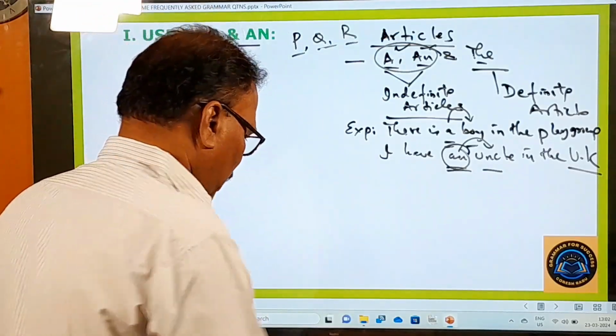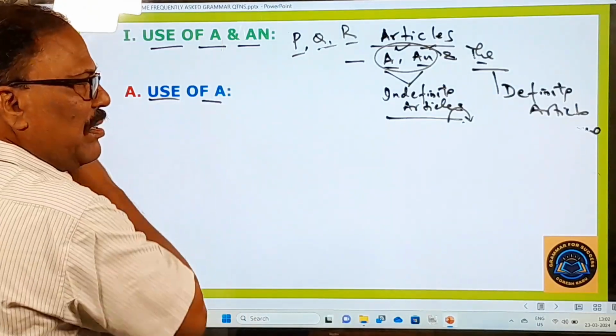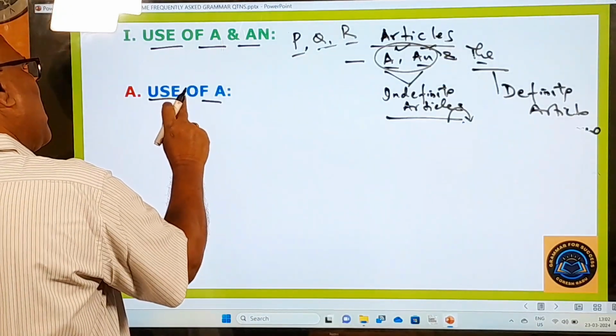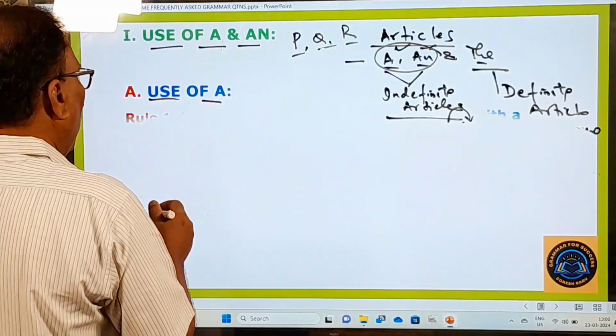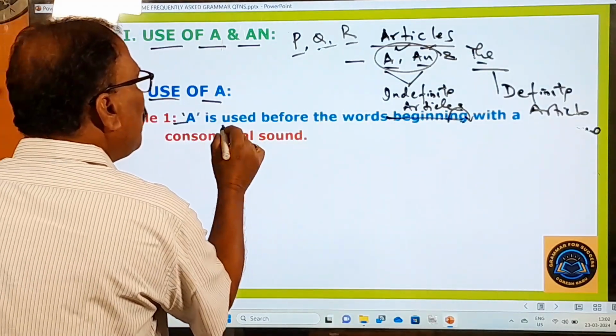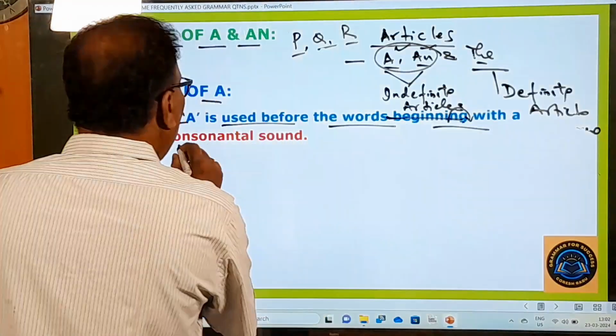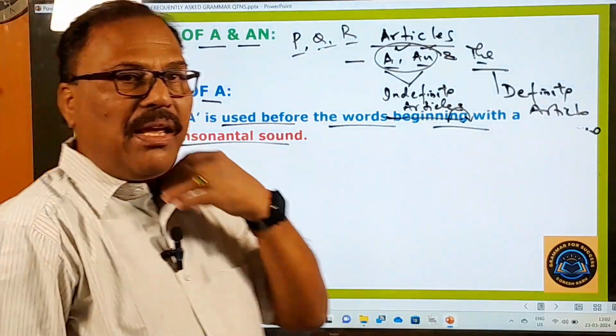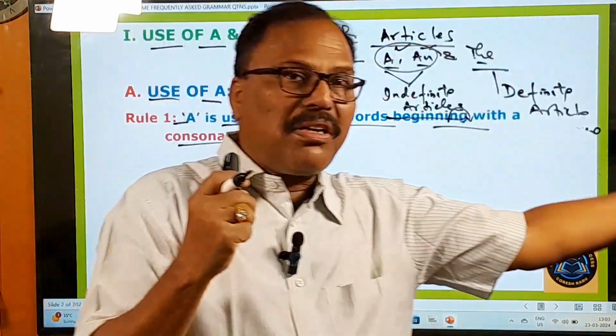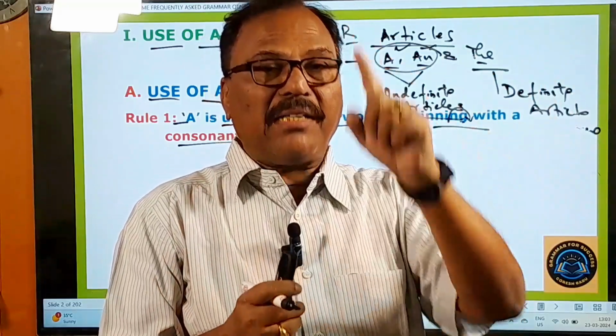Okay, right. Use of A. It has two uses, and one of them I am giving you here. What is the first one? A is used before the words beginning with a consonantal sound.